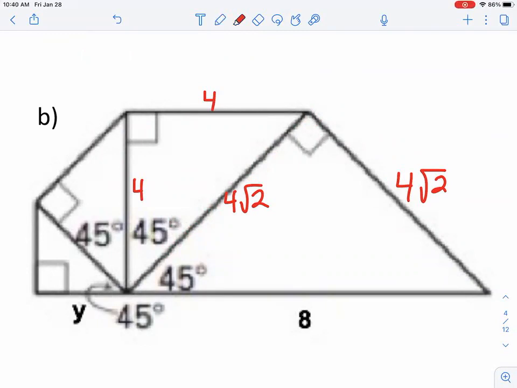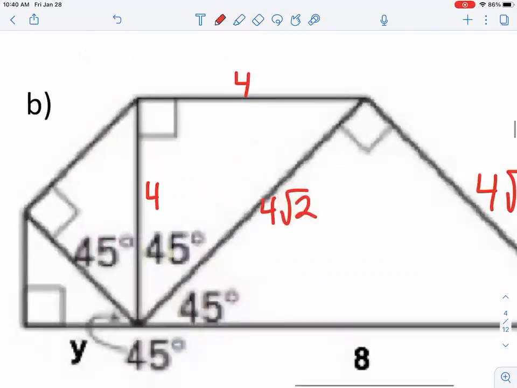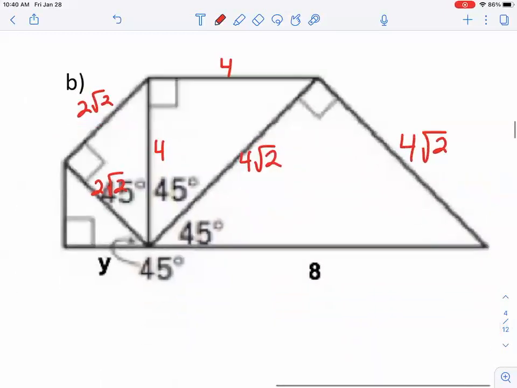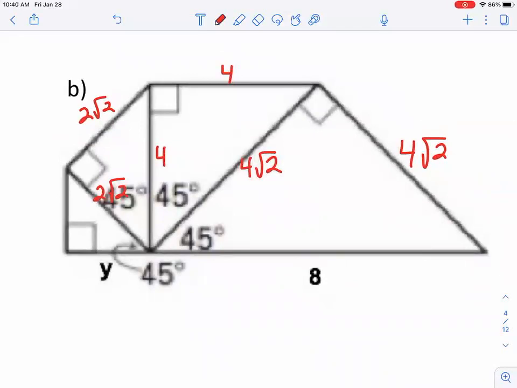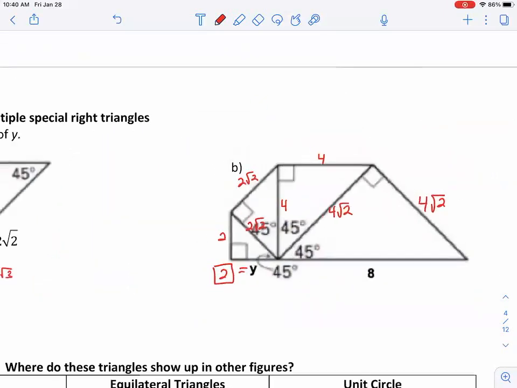And if those legs are 4, this 4 is the hypotenuse of that 45, 45, 90 triangle, which means its legs would be half of it root 2 or 2 root 2. And that's the hypotenuse of that final triangle, which ultimately tells us that y is equal to 2. So lots of 45, 45, 90 triangle work there.